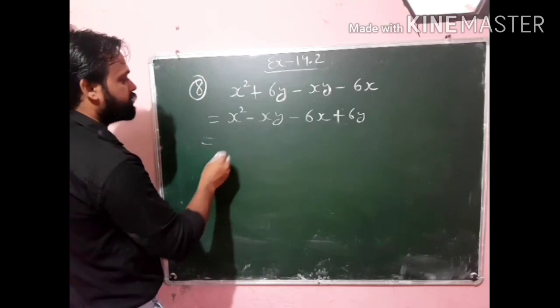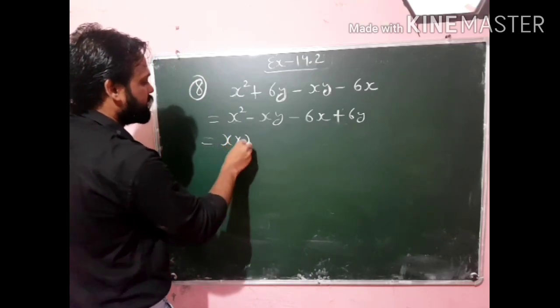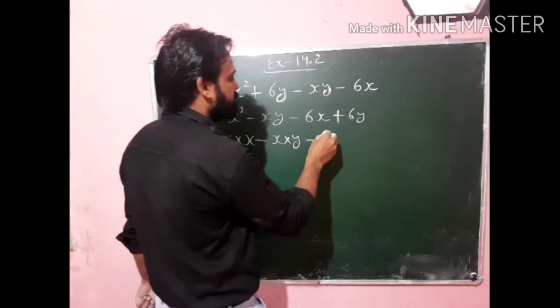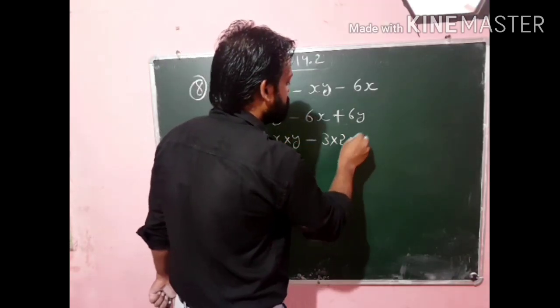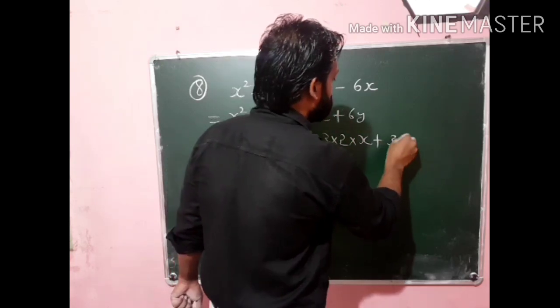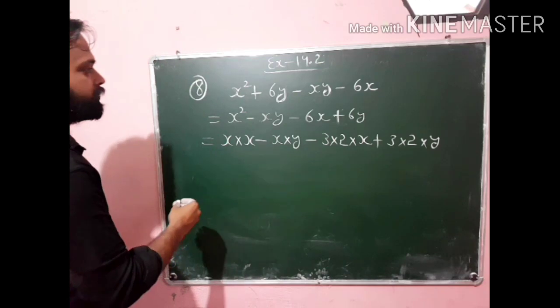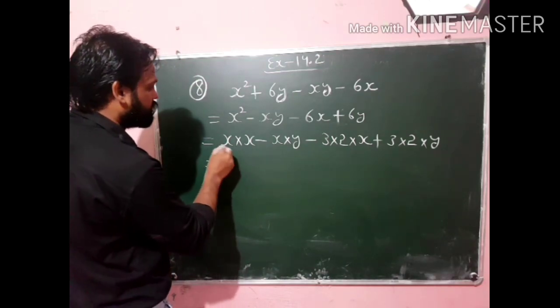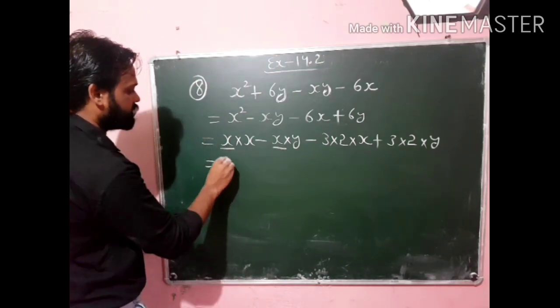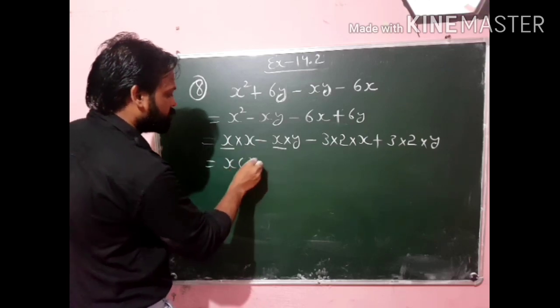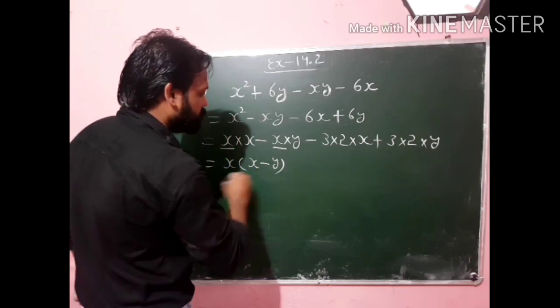We have to make the factors of this first group. How can we write this: x into x, and then x multiplied by y, minus this is 3 into 2, that is 6 into x, and then plus 3 into 2, that is 6 into y. So in this way we can solve. So now take the common factors here. x is common in both cases, so take x common outside. So now you can see this is x minus y.